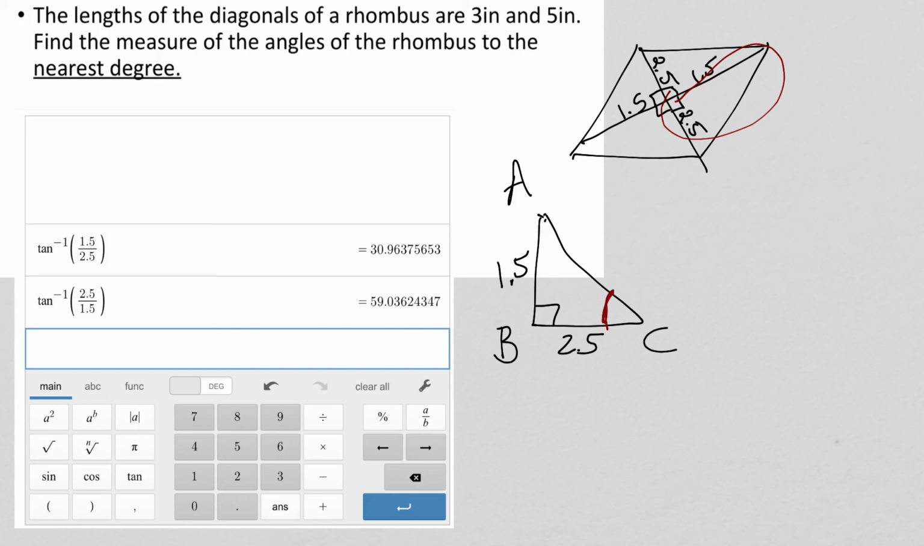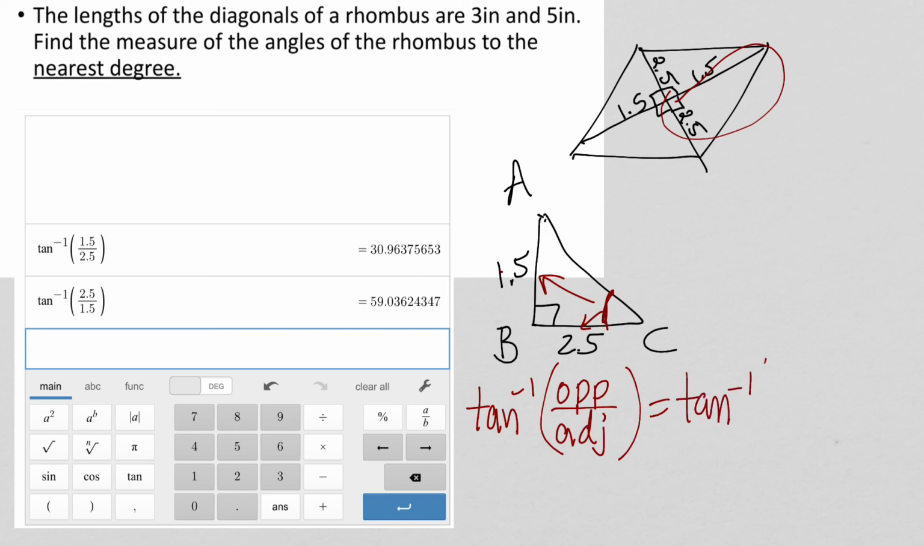So I'm looking at the sides in respect to angle C. 1.5 is opposite, 2.5 is adjacent. Since I'm looking for an angle, we know we're doing that to the -1. Which function is opposite over adjacent? That's tangent. So tangent to the -1. I'm going to plug in those two numbers.